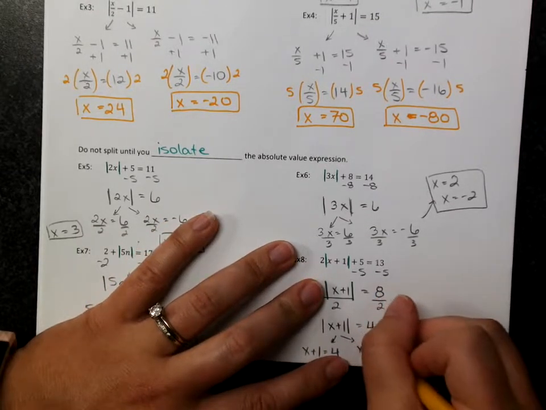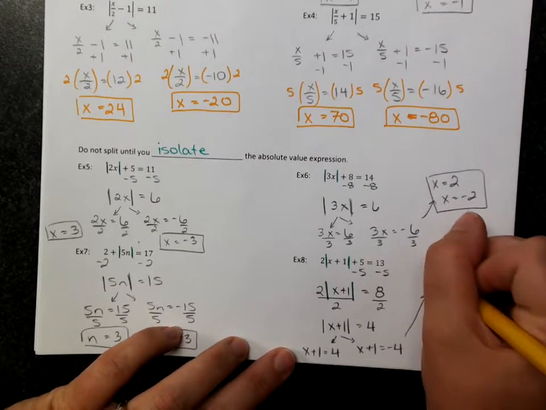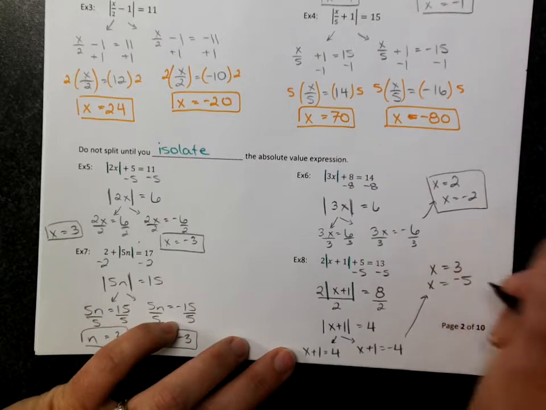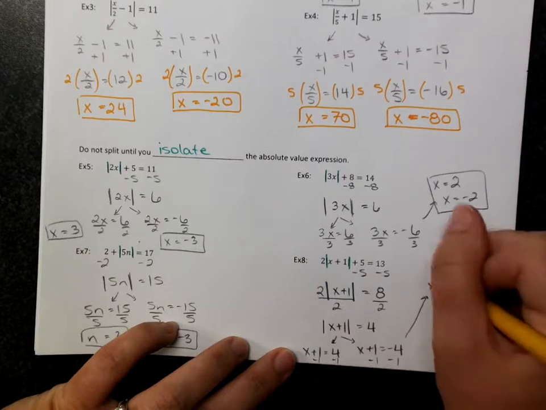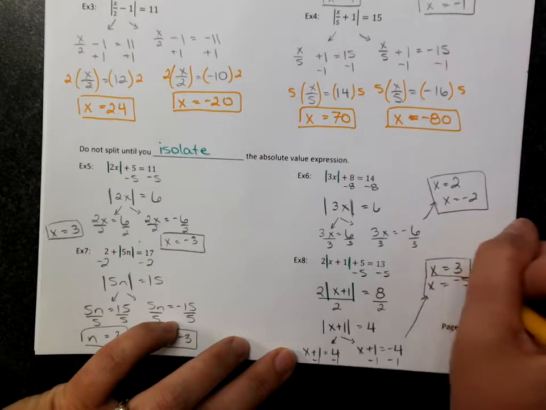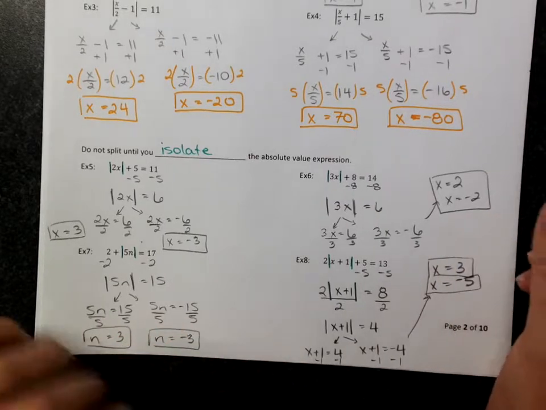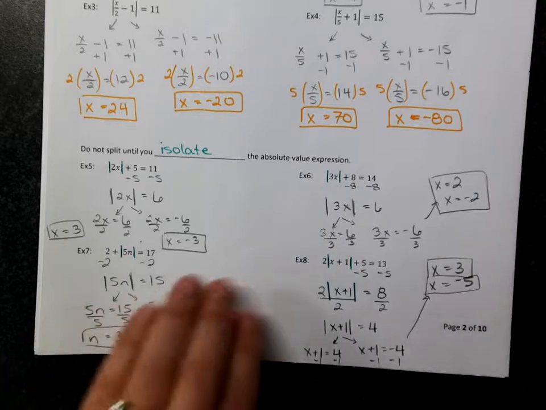X plus 1 equals negative 4. And again, I ran myself out of room. Your answer should be x equals 3 or x equals negative 5 if you subtract 1 from each one of those. Positive 3 or negative 5. So those examples were just to show to isolate the absolute value bar before you split it into the 2 options.